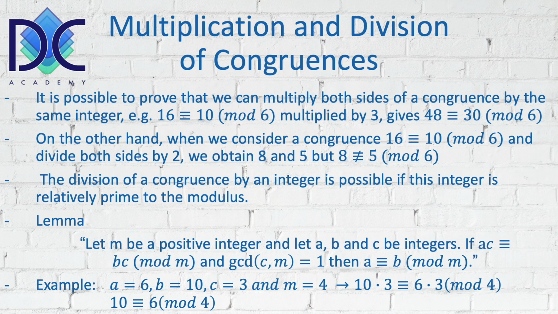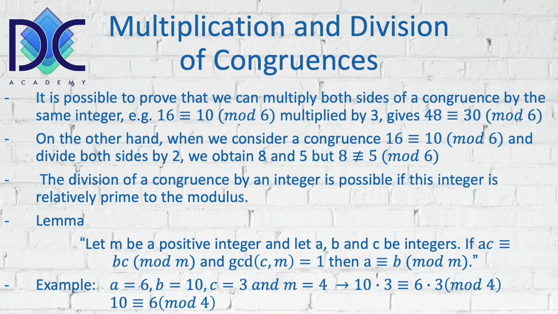Let's do that with an example. We have a equal to 6, b equal to 10, and c equal to 3. Then we find that m is equal to 4. So we can say 10 times 3 is congruent with 6 times 3. So basically what we have here is 30 and 18 on the other side. Does 4 divide 30 minus 18, which is 12? So 4 divides 12, yes.